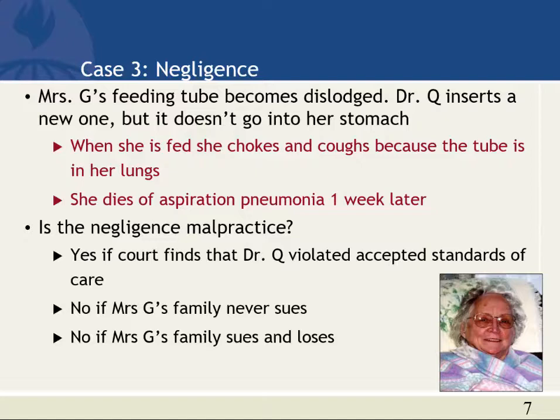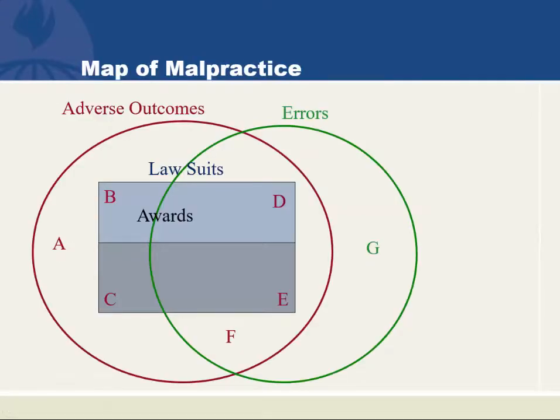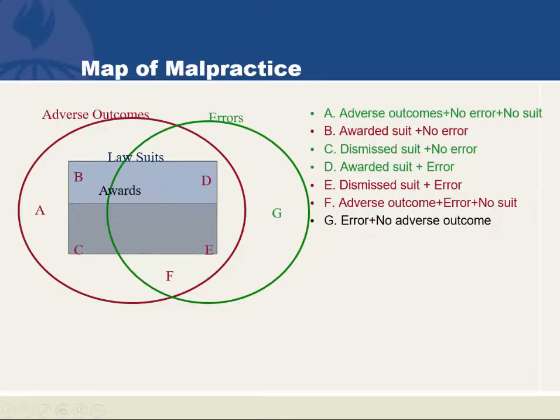However, error is a medical term, and adverse outcome is sort of the facts about the world, that something bad happened to a patient. So let's go through a Venn diagram of the differences between adverse outcomes in the red circle, errors in the green circle, lawsuits in the two rectangles, and awarded lawsuits in the upper rectangle. And I wanted to go through a diagram of where these things fall. So I wanted to show you this map of the various spaces of the things that can happen in malpractice.